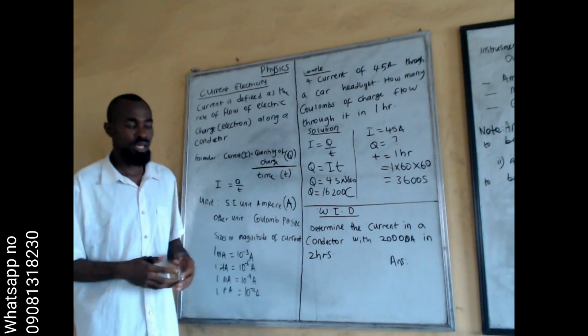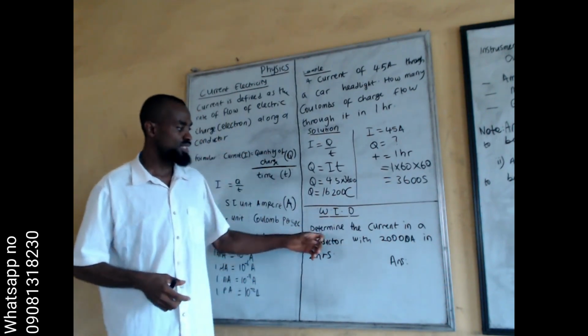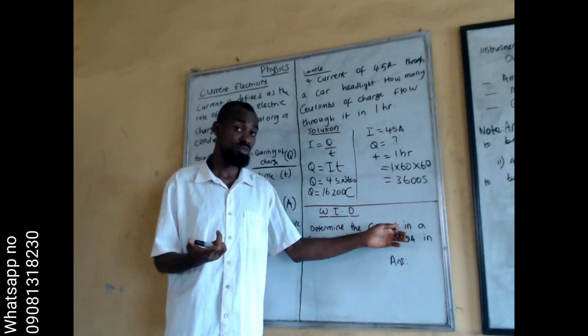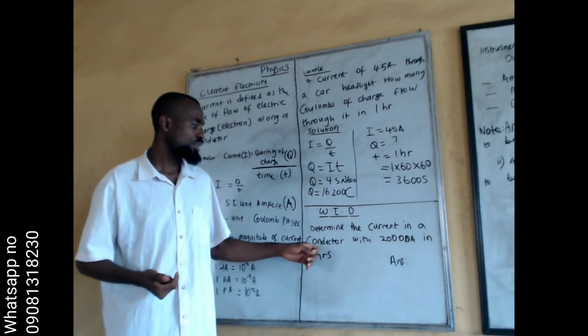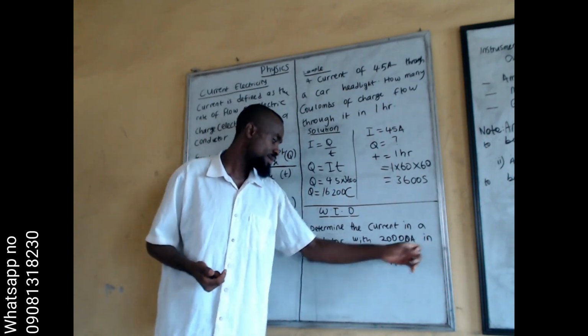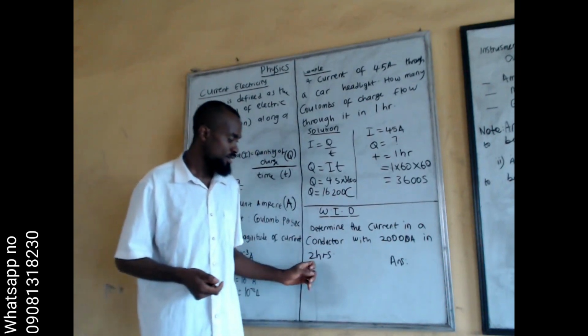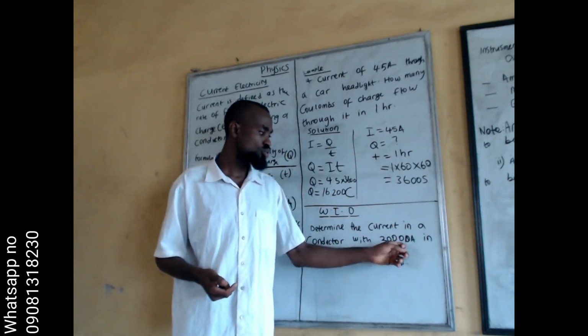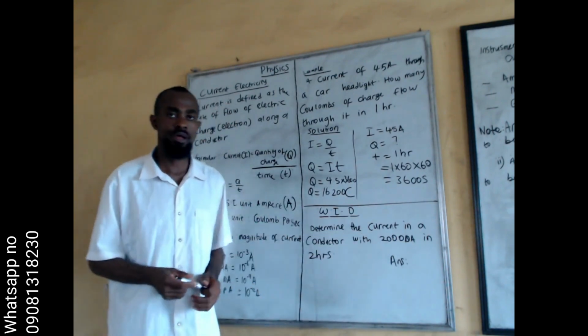For you to test your knowledge from the calculation, you work it out. Determine the current. You are looking for current in a conductor with 20,000 ampere in 2 hours. So your time is 2 hours, your charge is 20,000, and you are looking for current. So quickly solve it.